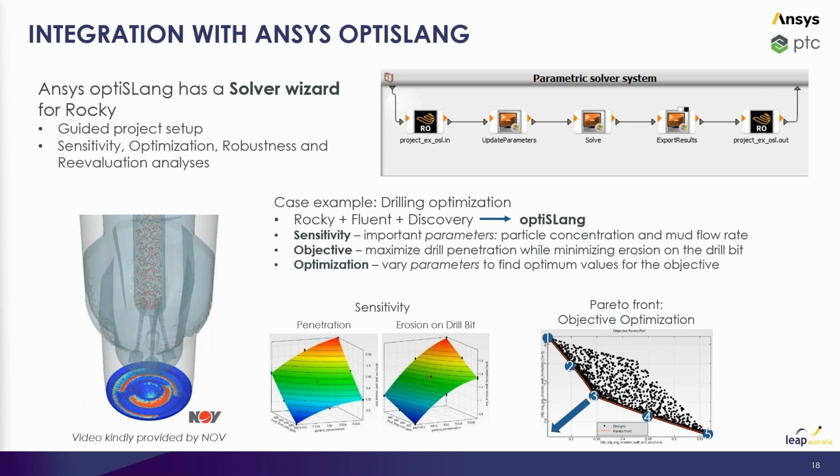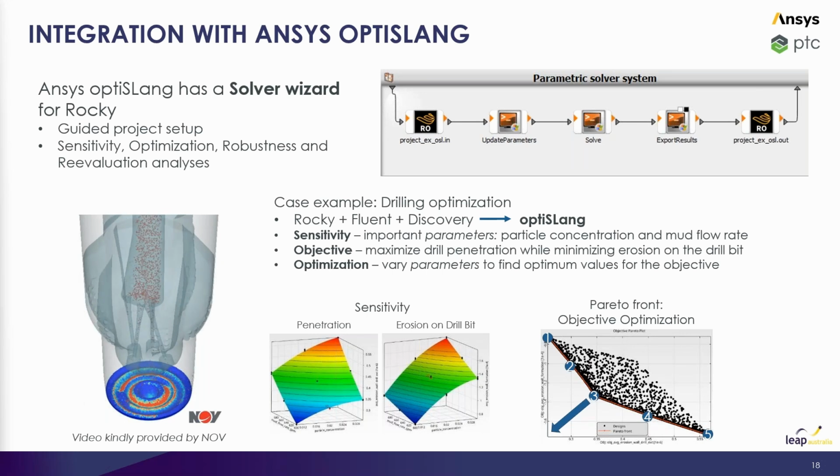For those that might not be familiar, OptiSLang is a powerful tool designed for optimization problems, reduced order modeling, and process integration, which facilitates streamlined workflows containing different tools or software. And this can couple, of course, not only to Rocky, but also other Ansys products, Mechanical, Fluent, and so on. But speaking of, OptiSLang now has a guided workflow setup for the integration of the Rocky solver, which means we can now use this tool to perform sensitivity, optimization, robustness, and reevaluation analyses.